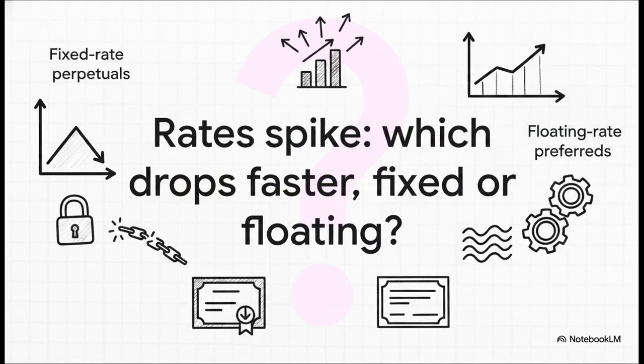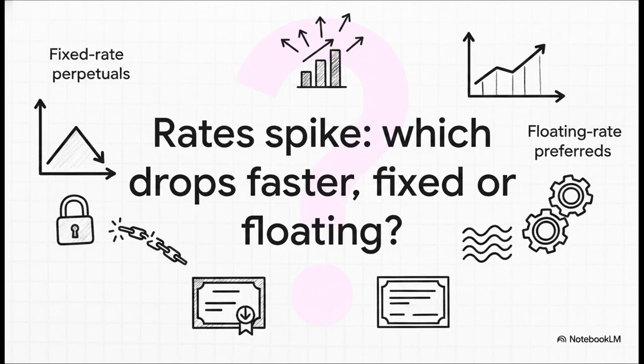Final scenario for the quiz. Interest rates spike sharply across the board. Which security takes the bigger hit and plummets faster in price? A, a fixed-rate perpetual preferred share, or B, a floating-rate preferred share? The answer is A. Here is the logic.